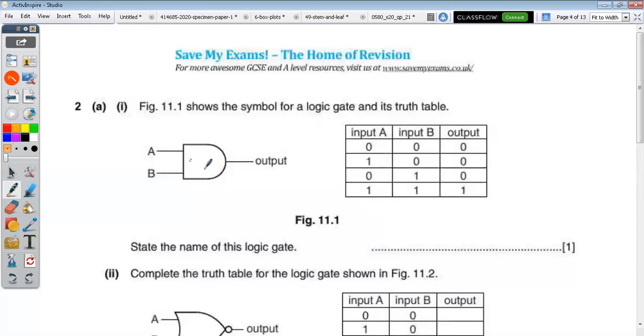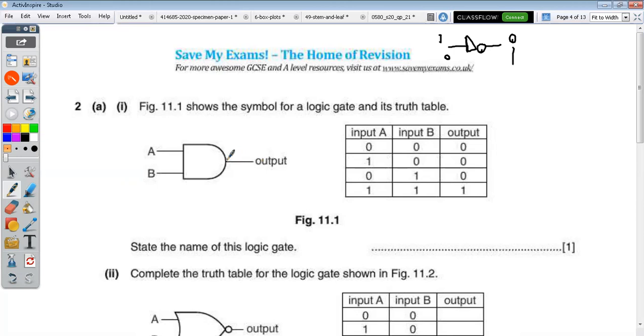Okay, look at this here. The NOT gate, the first one. When I was writing down, a NOT gate is simply like this. If this is a one, this is zero, this is one. That's what we said. This is a NOT gate. Name this gate.